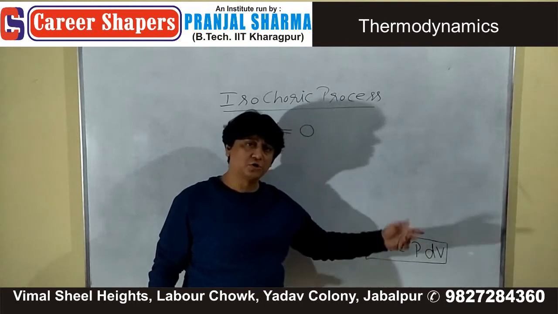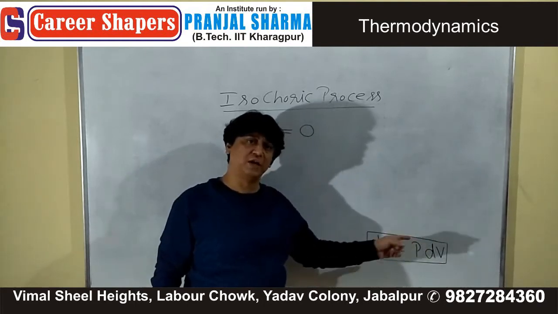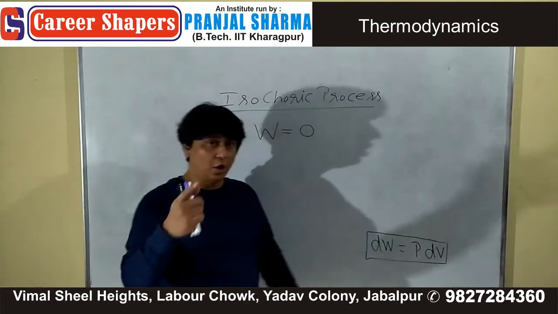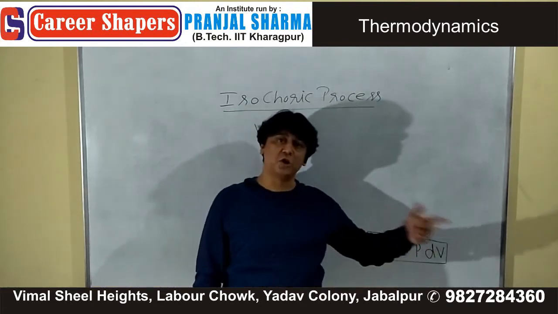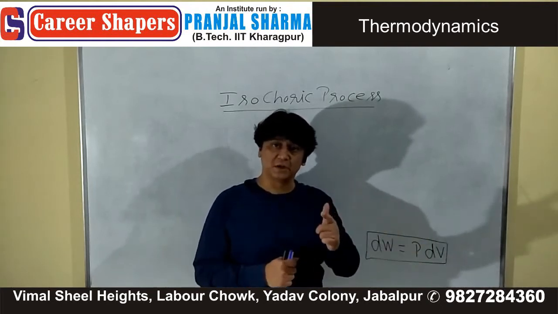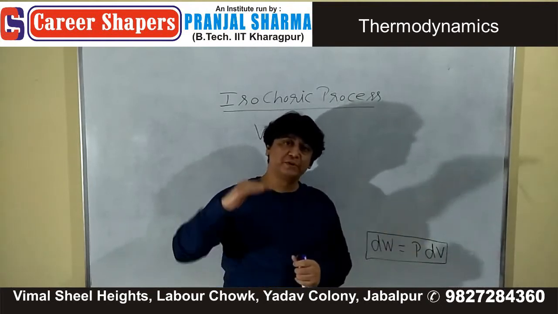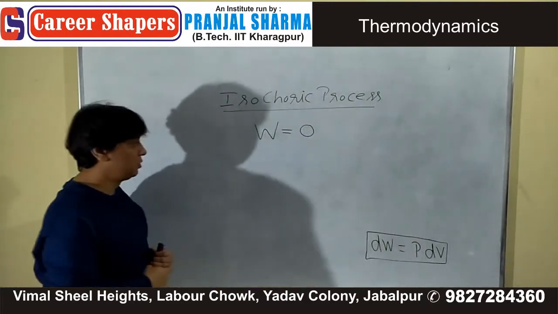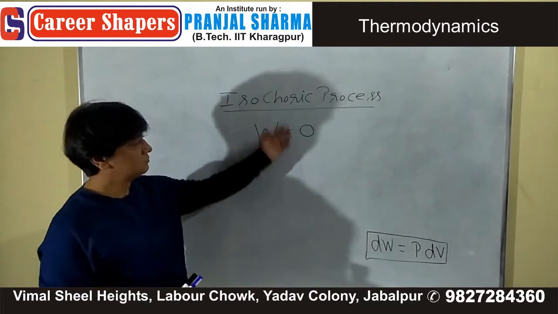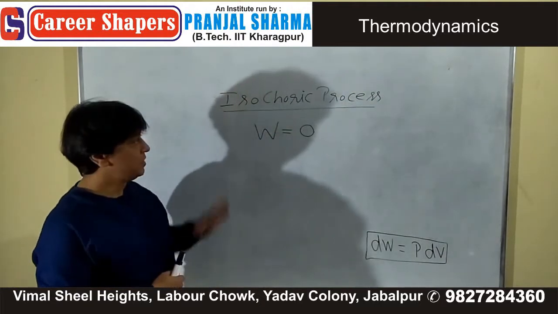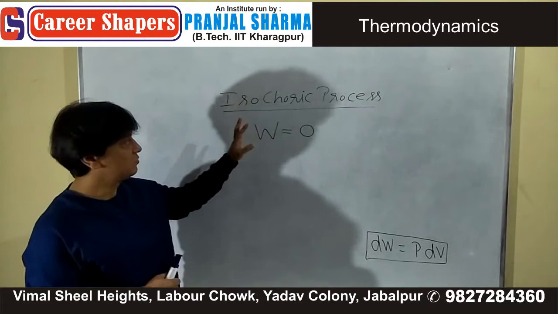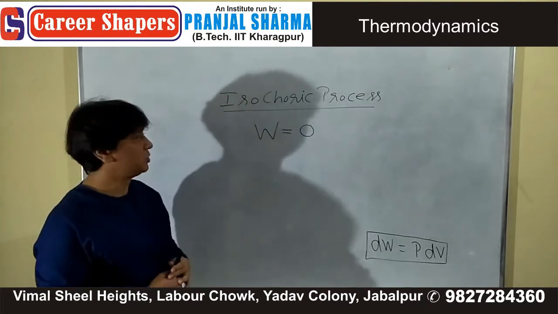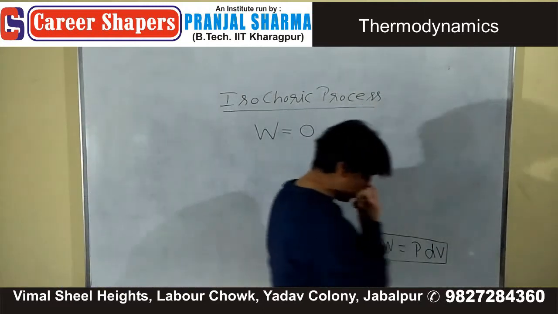For an isochoric process, a process in which volume is not changing, dV is what? 0. If volume is not changing, that means V final and V initial are the same, and therefore dV is 0. Or you can say that if volume is not changing, that means the piston is not moving. If the piston is not going up or down, its displacement is 0. If there is no displacement, work is 0. That's your first process done. Work done for an isochoric process is always 0.